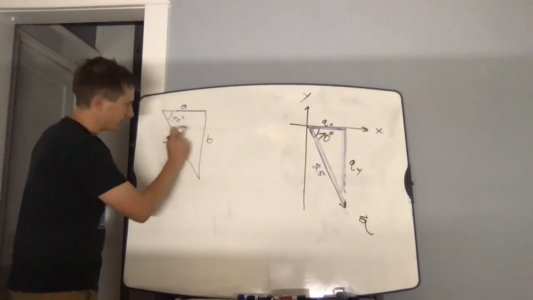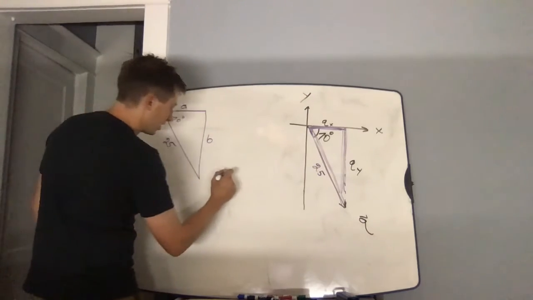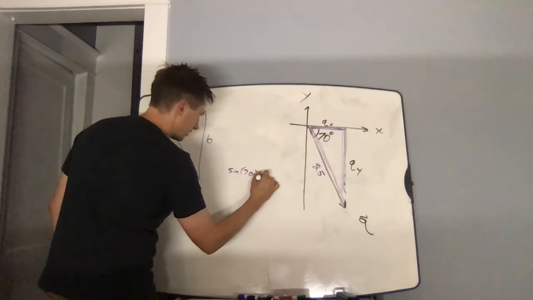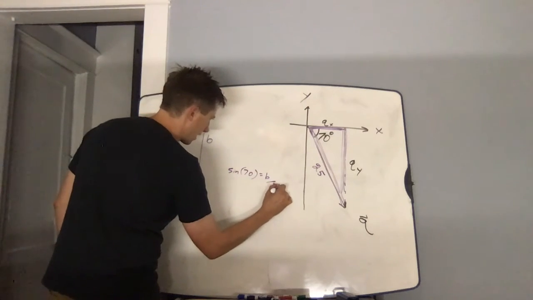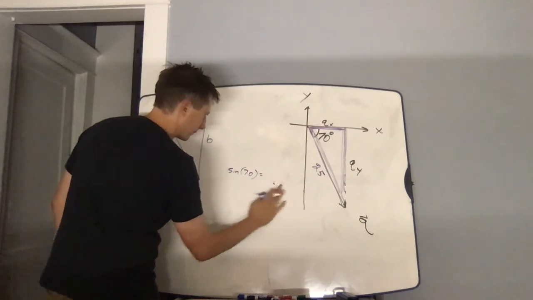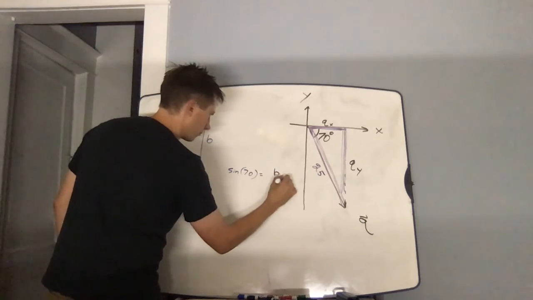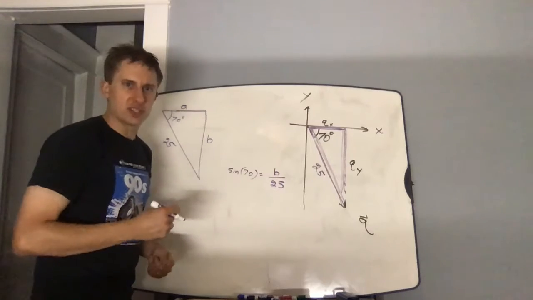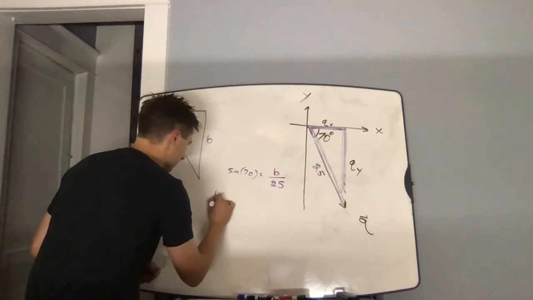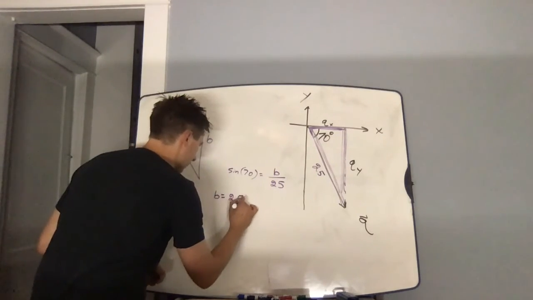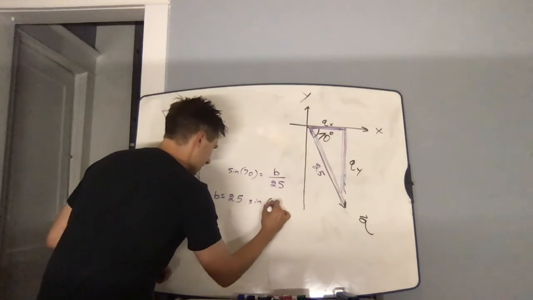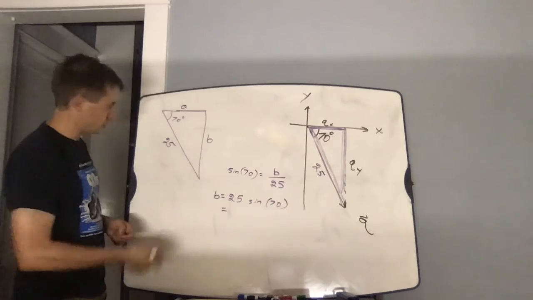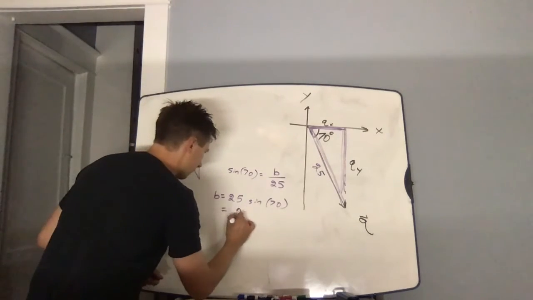So I notice B is opposite of 70, so I could say sine of 70 is equal to B over 25. And then I multiply both sides by 25, so I get B is equal to 25 sine 70, and then I get B is equal to 23.5.